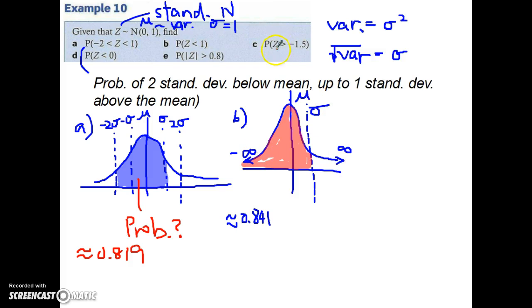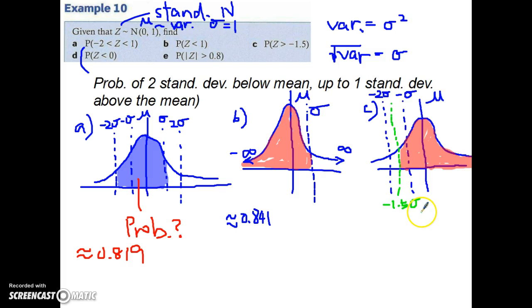Okay? I'll do C and D, and I will leave part E for you guys. For C, they want us to find the probability where you are above negative 1.5 standard deviations. So pause the video, make your sketch, and let's see if our sketches match.